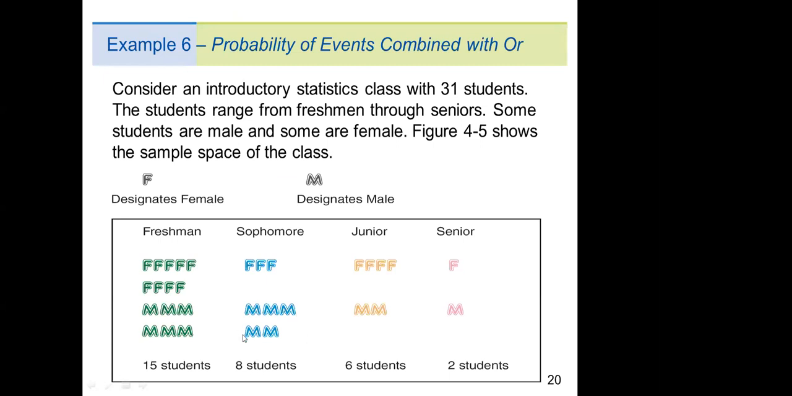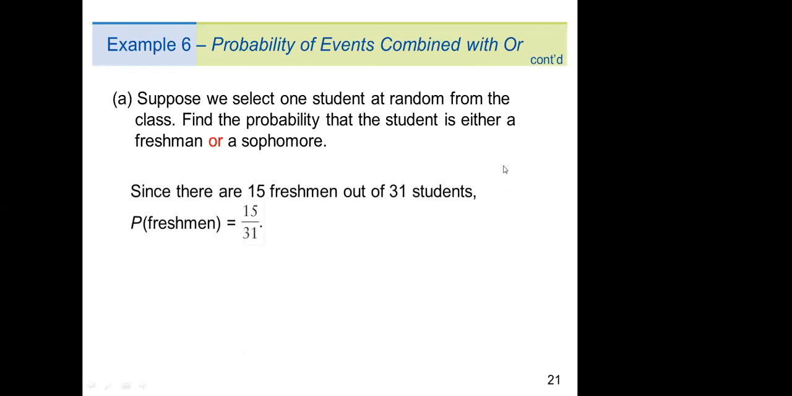So I've already counted these. When I counted the males up, I counted these guys. Now, when I go to count them as sophomores, I don't want to double count. I've already counted them once as males. I don't want to double count them as sophomores. All right.